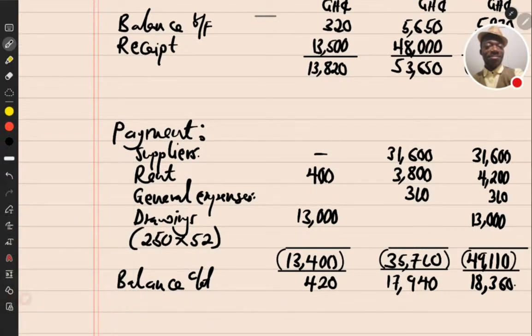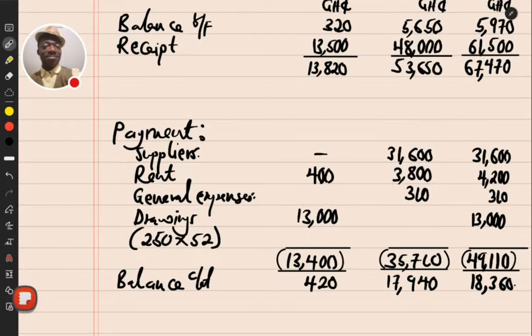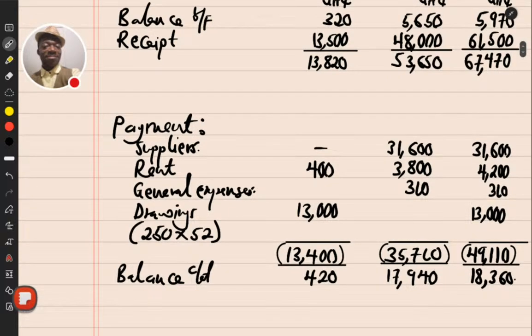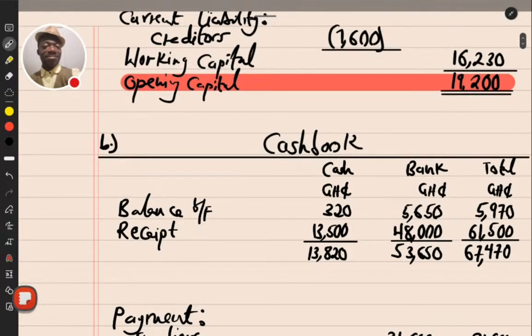18,360. So this becomes the closing balances for cash, bank, and their totals. Okay, cash, bank, and their totals. And that is all for the B part of the question, the cash book.